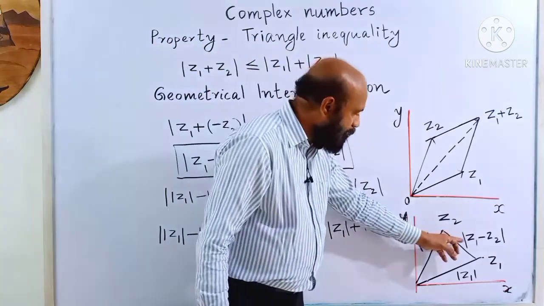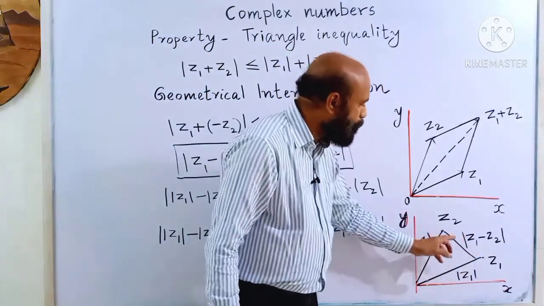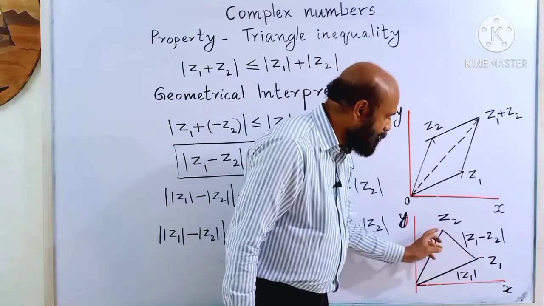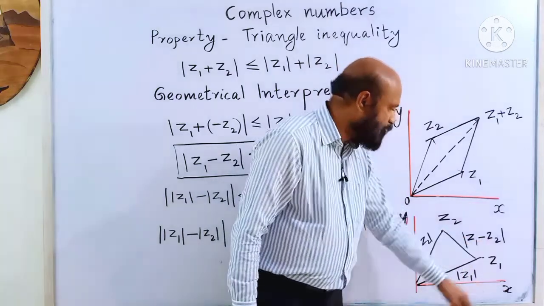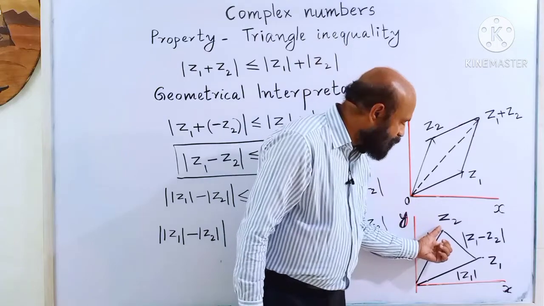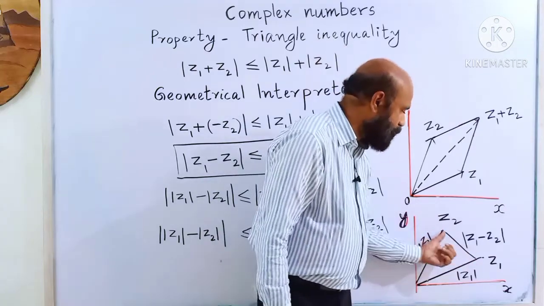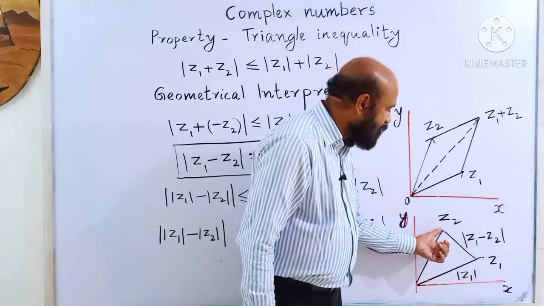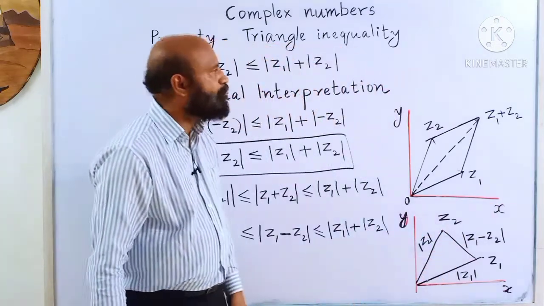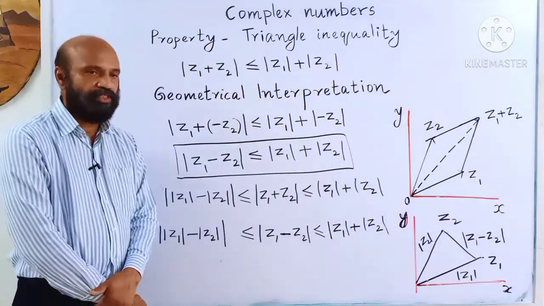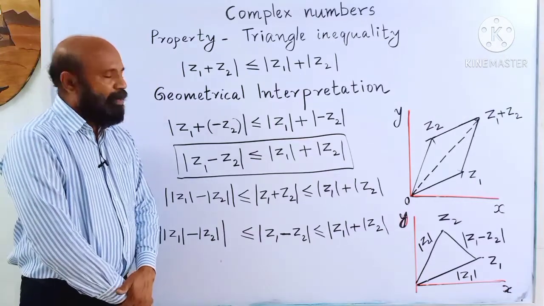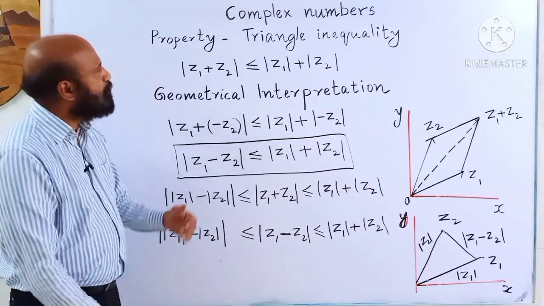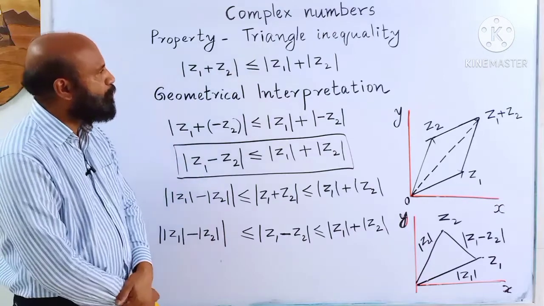So that is the geometrical meaning of triangle inequality. Then if you subtract two complex numbers, modulus of Z1 minus Z2, you will get the distance between the complex numbers. Modulus of Z1 minus Z2 will give you the distance between the complex numbers. I hope you have understood the triangle inequality.